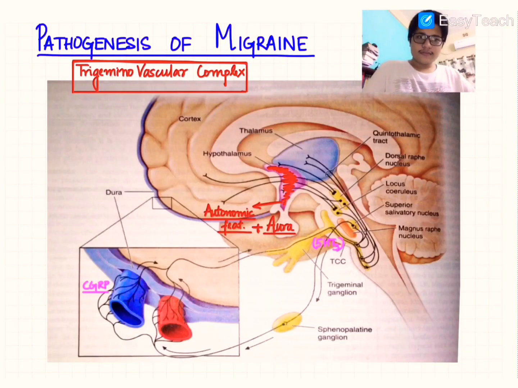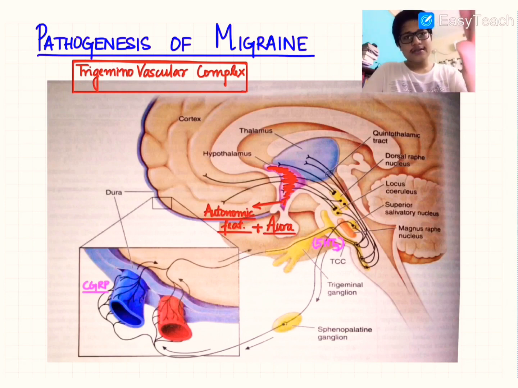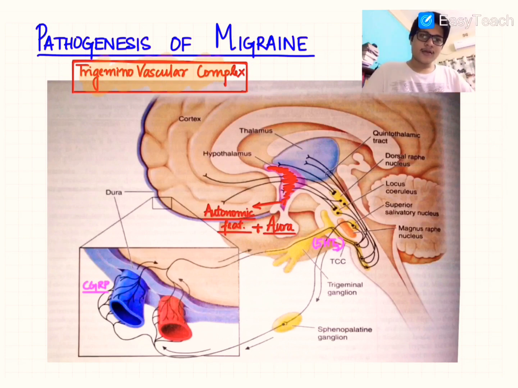Right. So we must know about the pathogenesis of migraine, because it was only after understanding the pathogenesis of migraine that we were able to institute the clinical therapy. Now, though it's still a very gray area for us, however, we have more or less zeroed in on the fact that its origin is from this trigeminal-vascular complex. Okay, what happens is that there are these meningeal vessels.